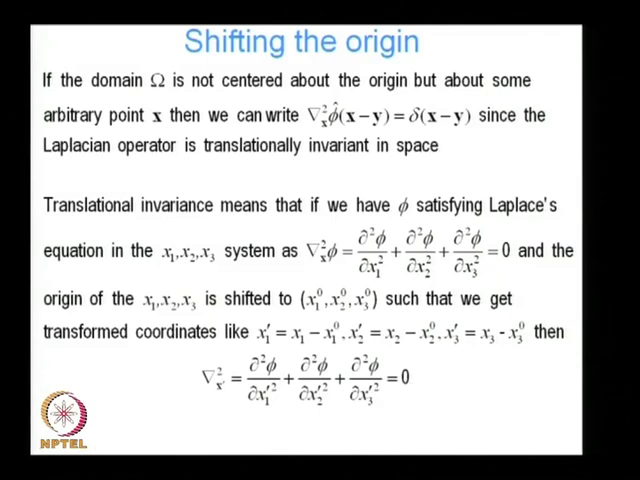So, it is translationally invariant in space. So, I can write Laplacian of phi hat x minus y is exactly equal to delta of x minus y. Translationally invariant means the properties remain exactly the same. It is just that the origin has shifted.